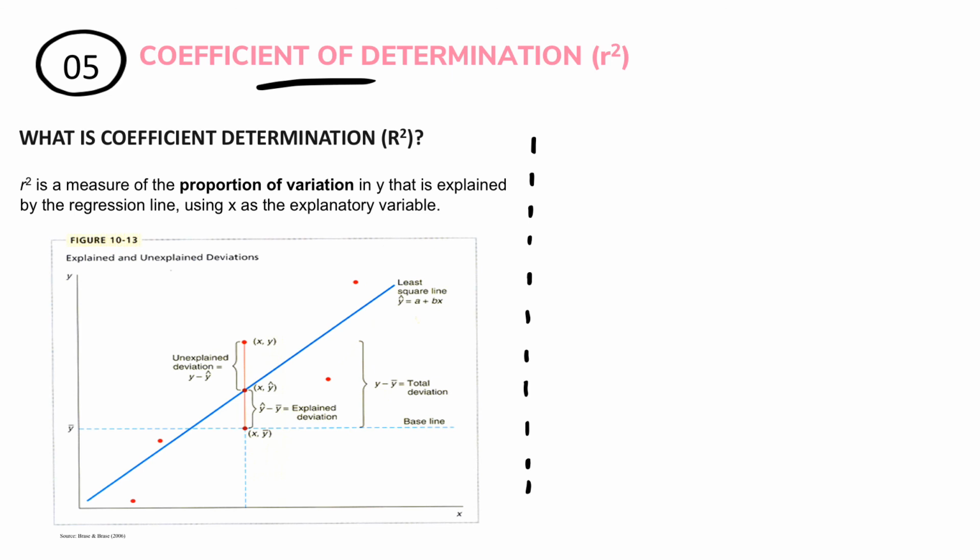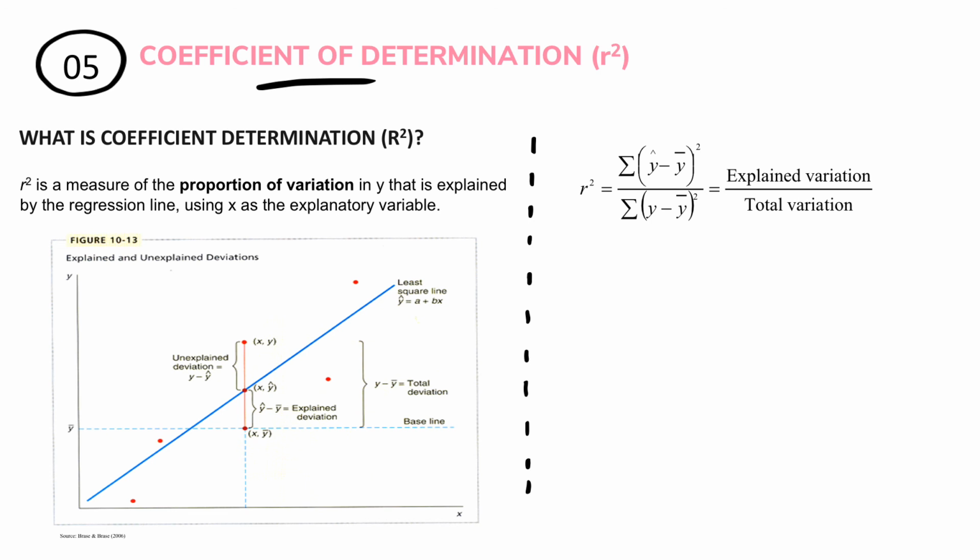Suppose we have this scatter diagram and the least square line. Since this is not a perfect linear correlation, you can see that there is a deviation between the actual points and the point on the least square equation. There are two types of deviation, namely unexplained deviation and explained deviation. The unexplained deviation refers to the difference between the point that is above the line and the point on the least square line, whereas the explained deviation refers to the difference between the point that is below the line and the point on the least square line.